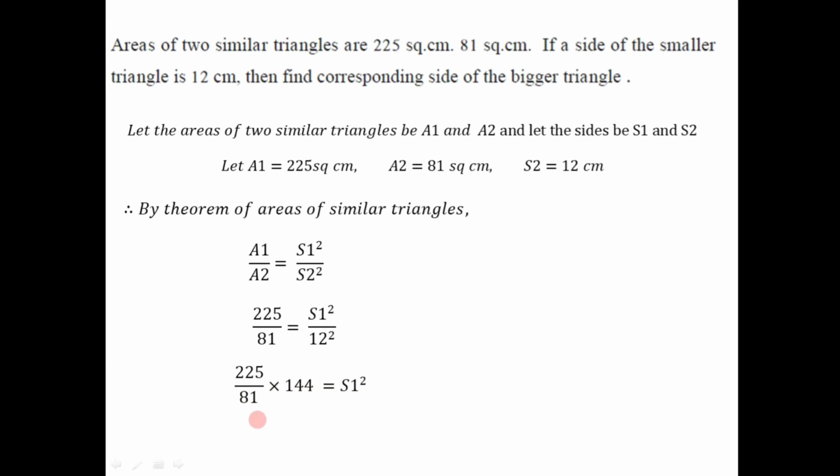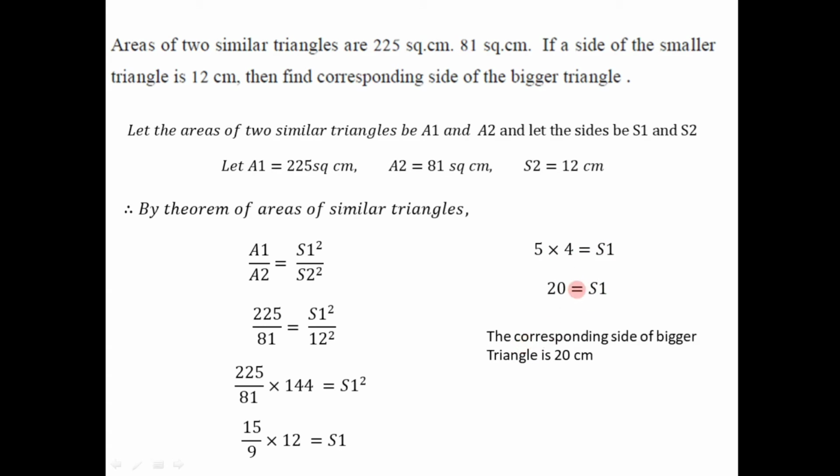Now if we take the square root on both sides, we get the square root of 225, that's 15, divided by the square root of 81, which is 9, into the square root of 144, which is 12, equal to S1, as the square root of S1 square is S1. If we divide by 3, we get 3 3s are 9 and 3 4s are 12. Again, if we divide, 5 into 4, that's 20, is equal to S1. This S1 is equal to 20 centimeters. That means the corresponding side of the bigger triangle is 20 centimeters.